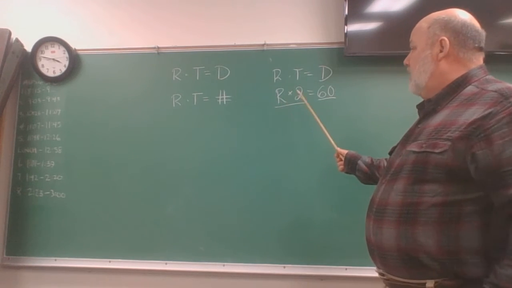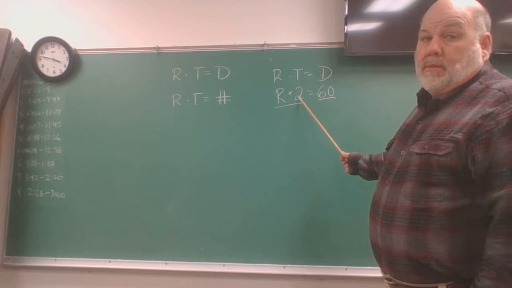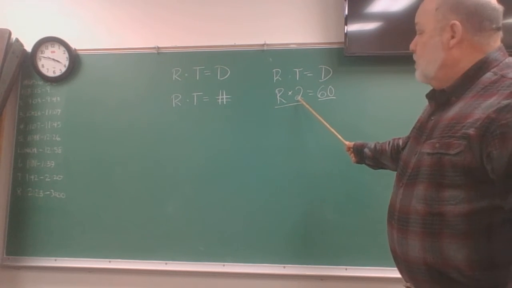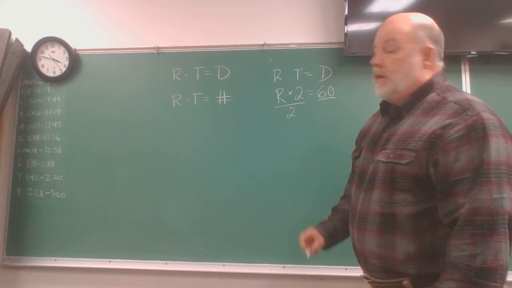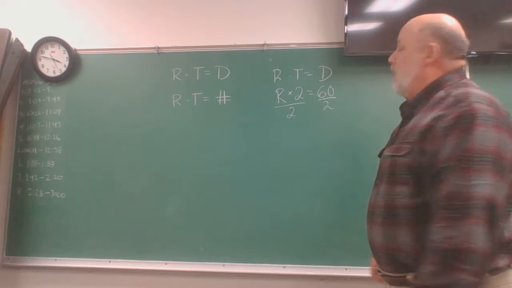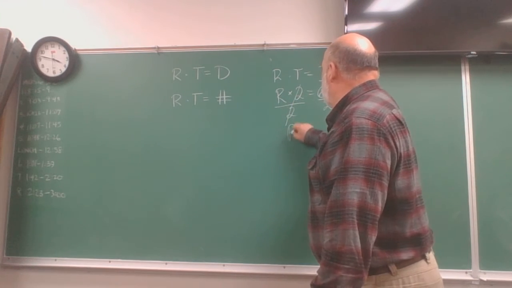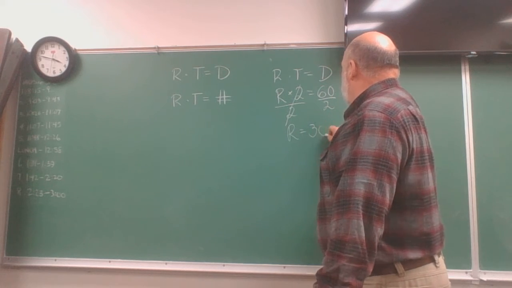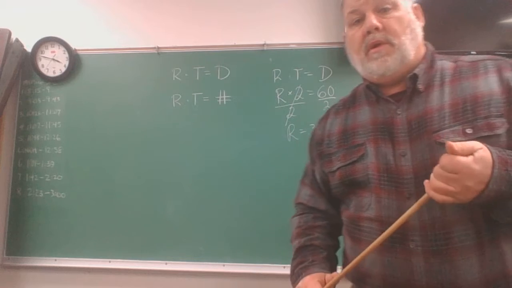Again, what is the R attached to? It is attached to this number 2. The number 2 is what we've got to get rid of. So we're going to divide by 2. I'm going to divide by 2 on the left-hand side of the problem, and I'm going to divide by 2 on the right-hand side of the problem. These 2's cancel, and I get the rate is 30. That means he's done 30 leagues per hour.